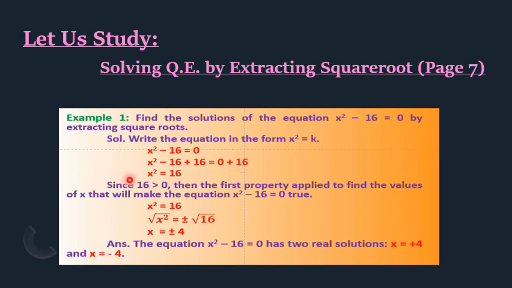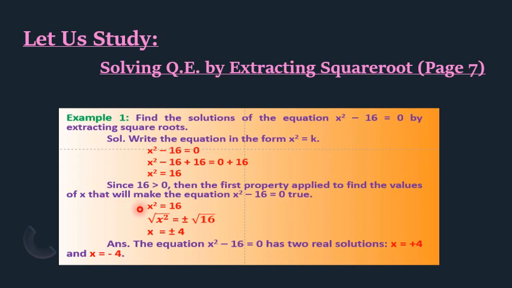So, we come up with the answer: x squared is equals to 16. Now we form it in standard form. Now, let's read it. Since 16 is greater than 0, then the first property applies to find the value of x that will make the equation x squared minus 16 is equals to 0 true.